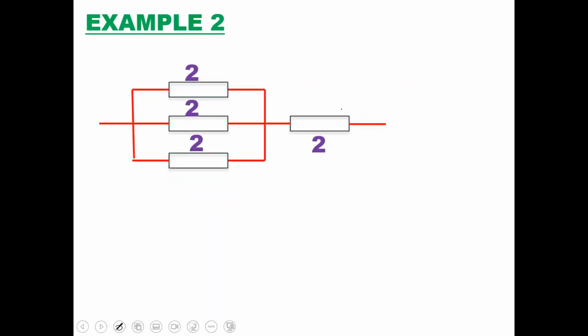Now, I'm putting the second example. There are 3 resistors in parallel, and there is 1 resistor in series. We need to find the effective resistance. Now copy this screen and solve it. I'm just coming.